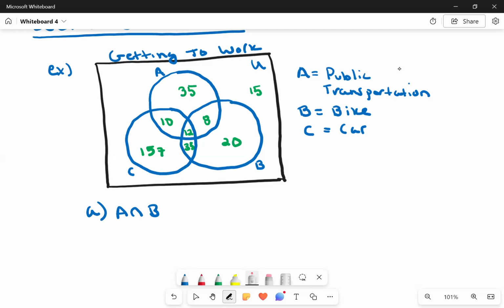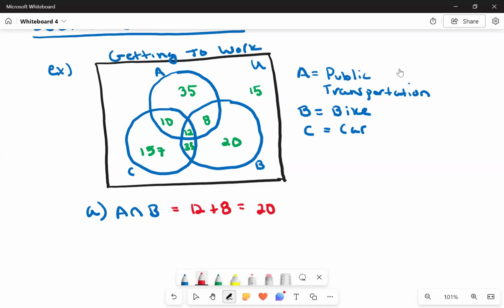So A intersect B. Real quick, here is the set A. I'll use my little highlighter. That's A. And then here's the set B. Where they overlap, right here in the center, that area is A intersect B. Those two intersect and include 12 people and 8 people. So 12 people who do all three transportation, 8 people who just do public transportation or bike. So 20 people are in that intersection.